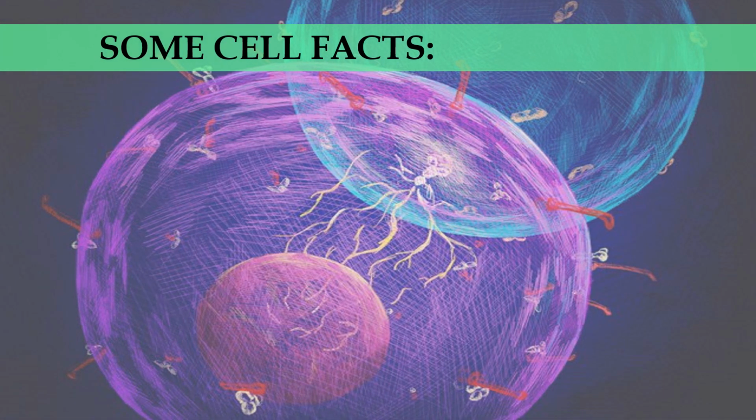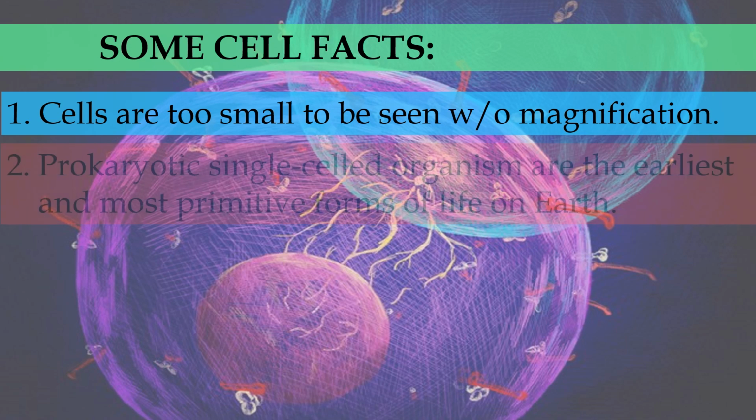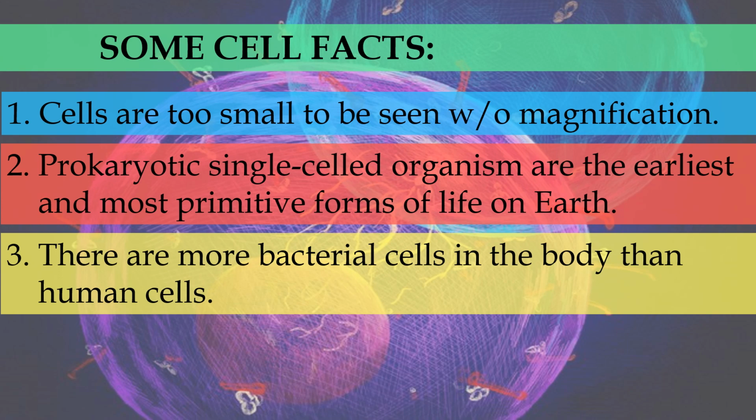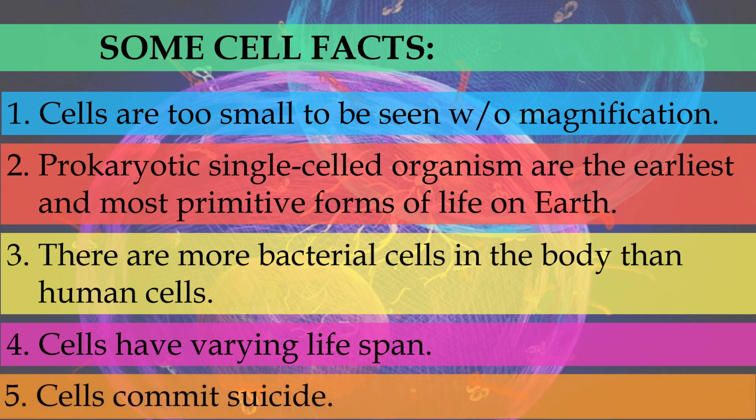Some cell facts. 1. Cells are too small to be seen without magnification. That's why we need the mighty microscope. 2. Prokaryotic single-celled organisms are the earliest and most primitive forms of life on Earth. 3. There are more bacterial cells in the body than human cells. 4. Cells have varying lifespans. And lastly, cells commit suicide.